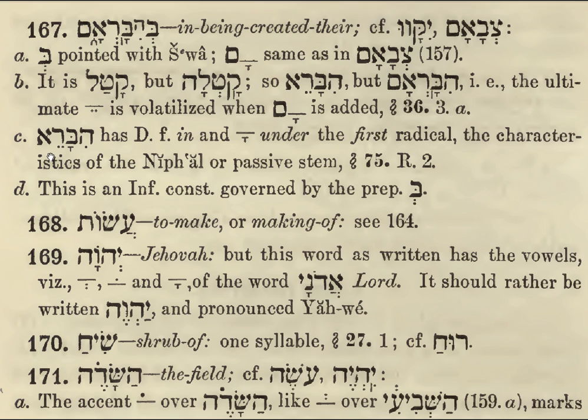Hibbare has dagesh forte. Hibbare. And this here under the first radical, these are the characteristics of the nifngal or passive stem. Hibbare. And this is an infinitive construct, and it's governed by the preposition b here. B. In being created there, in there being created.